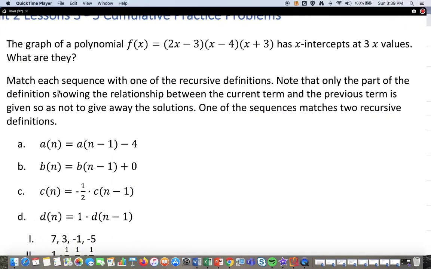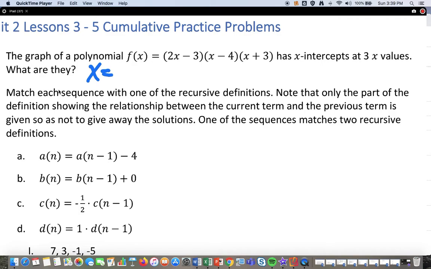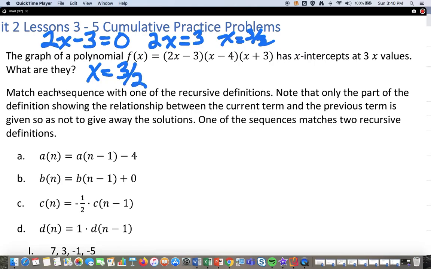Number 12. The graph of a polynomial function has x-intercepts at 3 x values. What are they? This is similar to the one up here, but going the other way. If we set each of these equal to 0, 2x minus 3 equal to 0, we would add 3 to both sides. We'd get 2x is equal to 3, and then divide by 2, and we'd get x is equal to 3 halves. So that first one is x equal to 3 halves, the first solution, or 0.